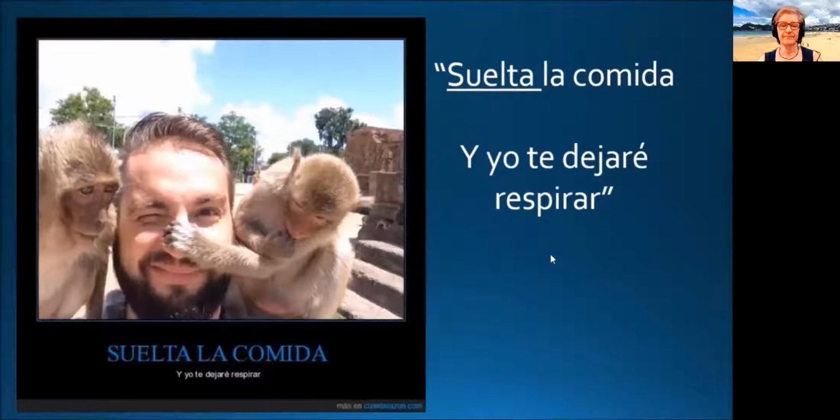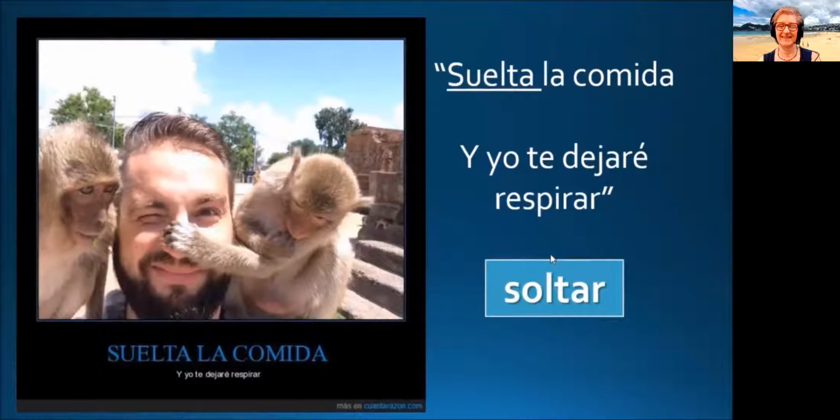Suelta la comida. Let go of the food. Suelta la comida y yo te dejaré respirar. Let go of the food and I will let you breathe. Suelta. ¿Qué es el infinitivo? Soltar. Soltar is to free or to let go of. So again, we have another example of our O to UE stem change. Soltar, suelta, suelta la comida.